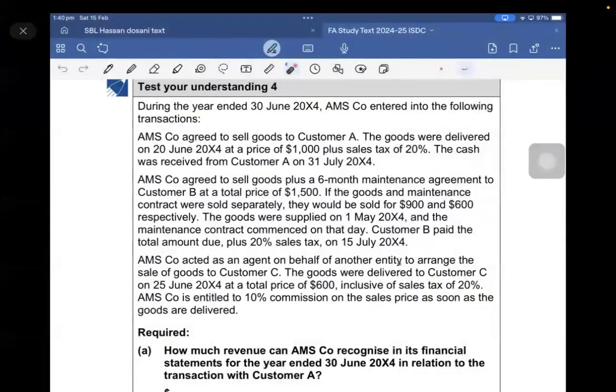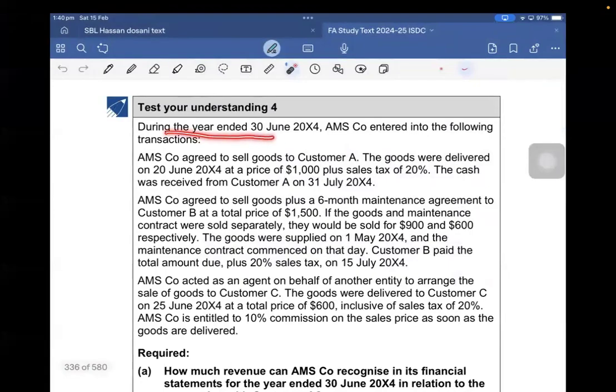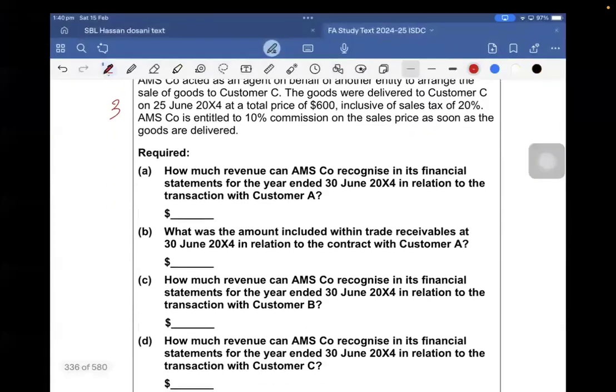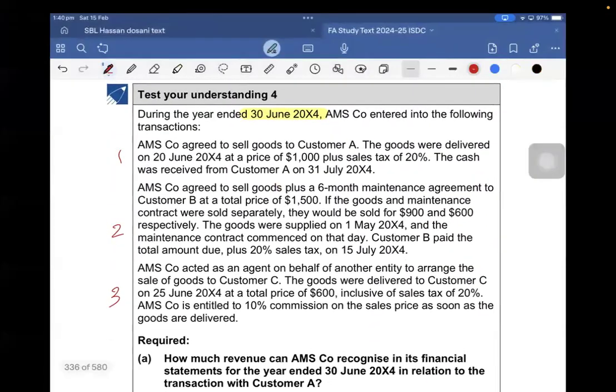TYU 4: during the year ended 30th June 2004, I'm going to mark the year end. Always mark the year end. AMS company agreed to sell goods. So you have three cases, the first is here, then 2 and 3, and you have 4 questions. AMS company agreed to sell goods to customer A. The goods were delivered on 20th June 2004 at a price of 1000 plus sales tax of 20%. So here there is sales tax.